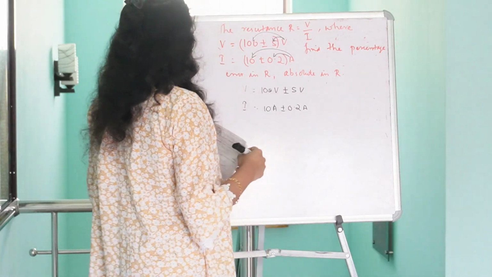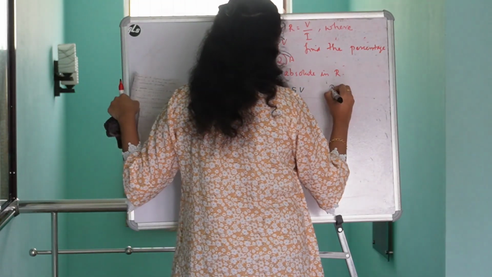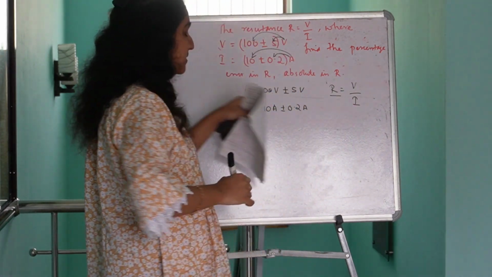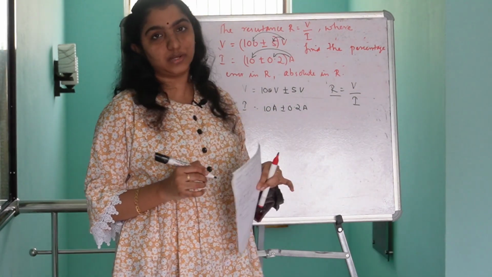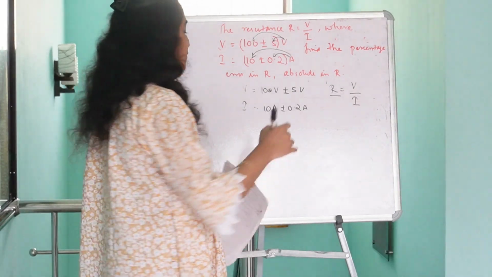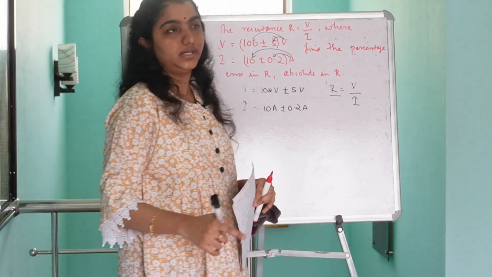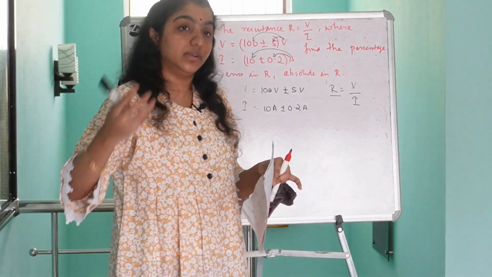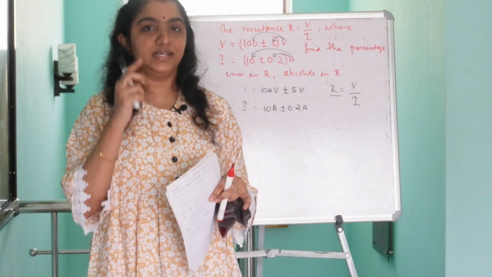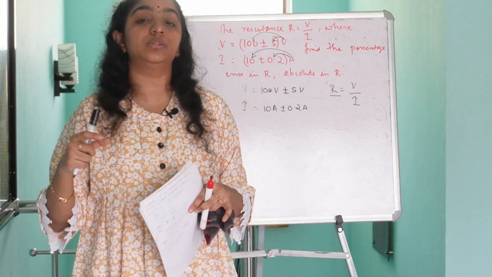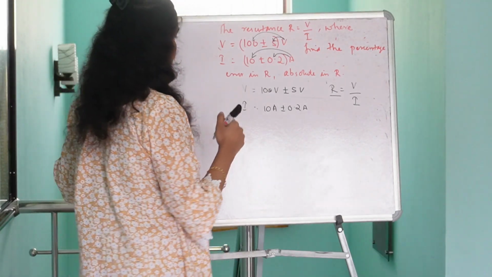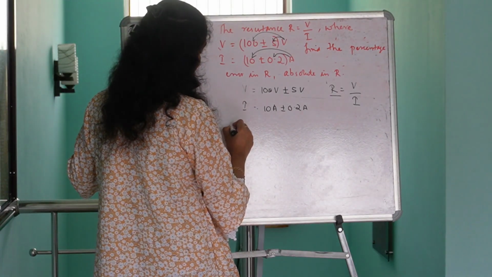Here it is given R is equal to V by I. So R is our resultant. Here we are dividing two physical quantities to get the value of the resultant. When we are dividing or multiplying two physical quantities, we know the relative error in the resultant is equal to the sum of the relative errors in the individual measurements, isn't it? So here, what is the relative error in R?